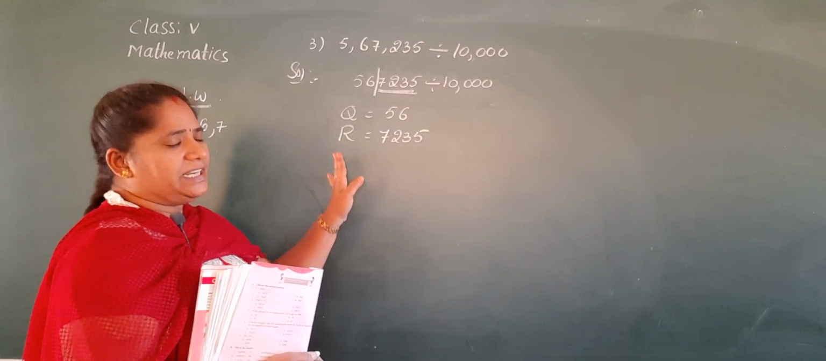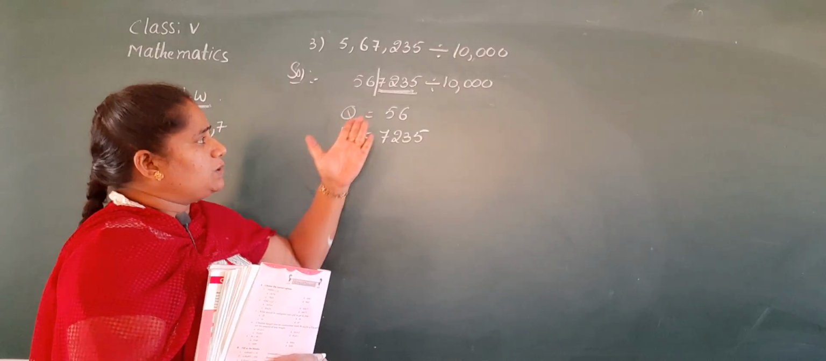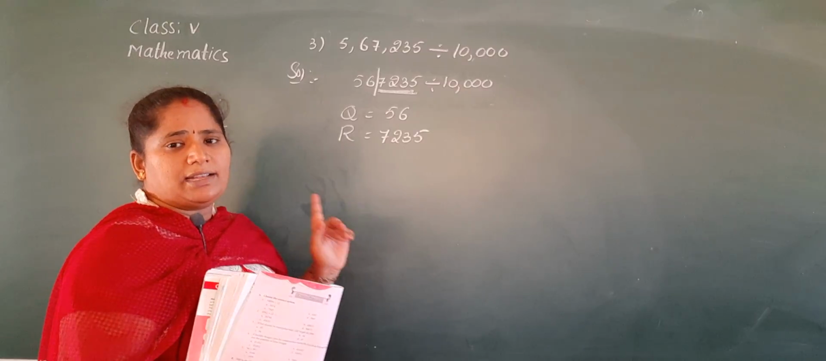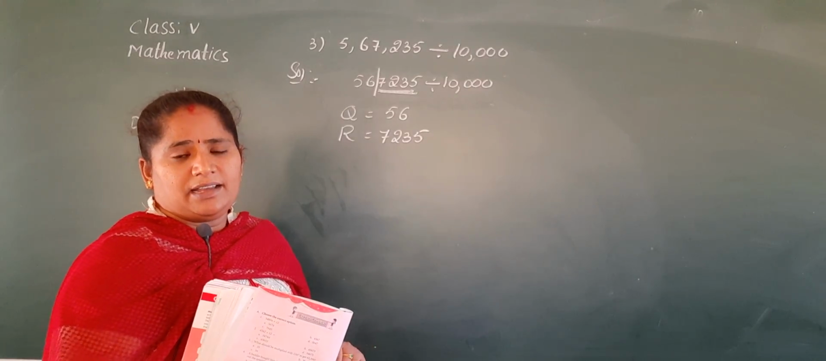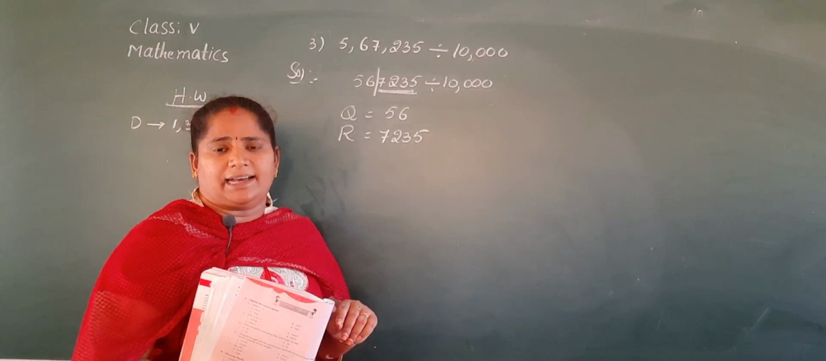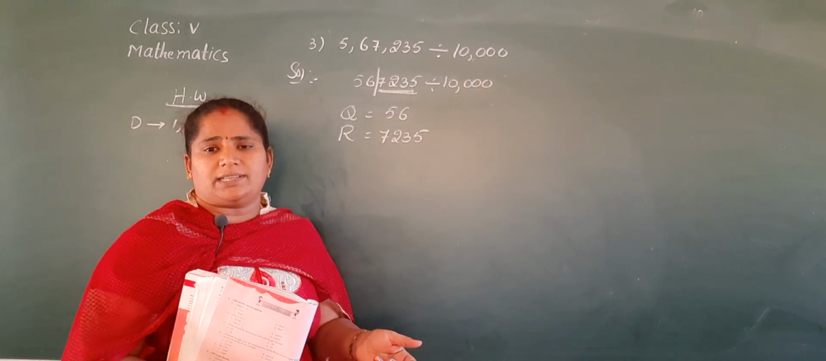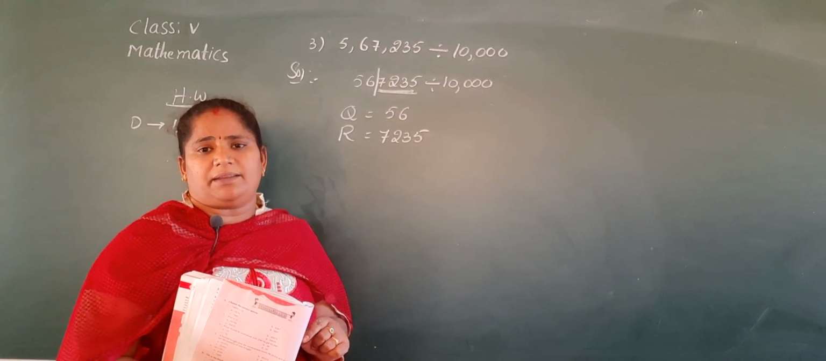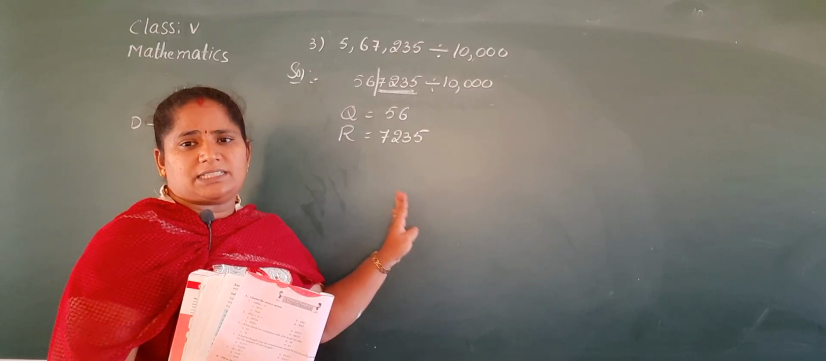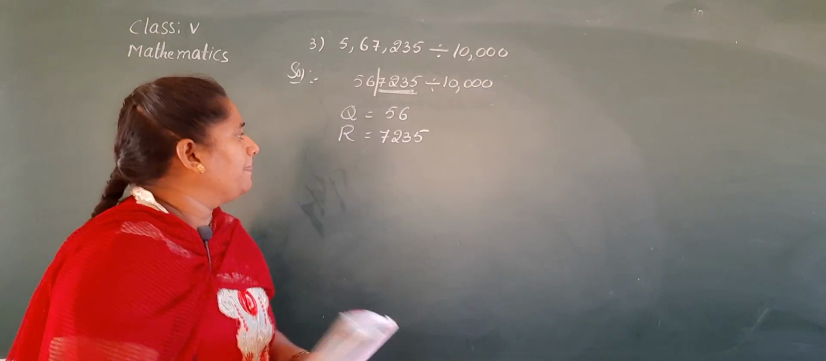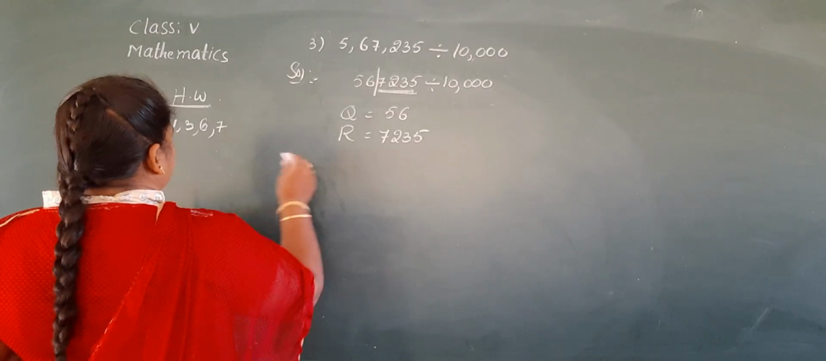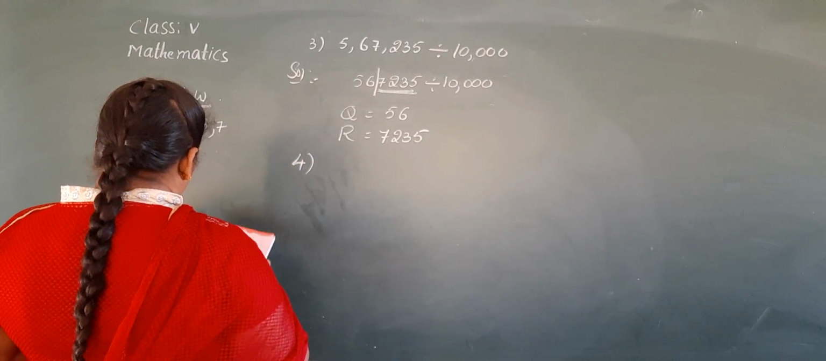So need not to do the division, actual division. Why? Because we know the answer. If the number is divided by 10, the ones place digit becomes the remainder. If the number is divided by 100, the last 2 digits become the remainder. If the number is divided by 1000, the last 3 digits become the remainder. If the number is divided by 10,000, the last 4 digits become the remainder. Okay, ma? And left side part becomes the quotient. And next one, fourth one, it's a very easy problem.